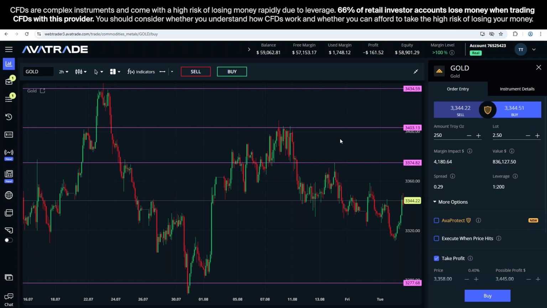There's some FOMC minutes being released out of the US and some monetary meetings in the US as well. So you could expect some more volatility with the USD pairings and the major US indices as well.